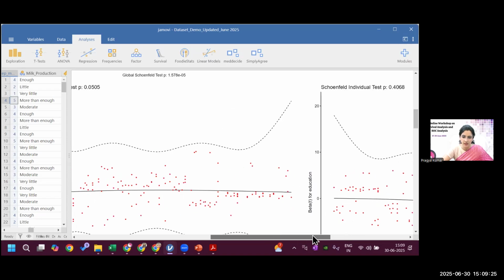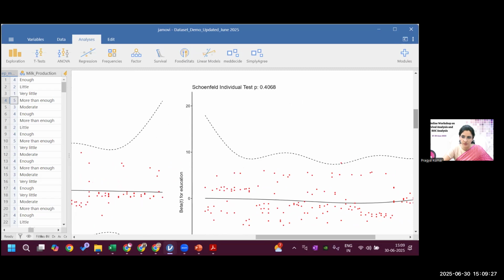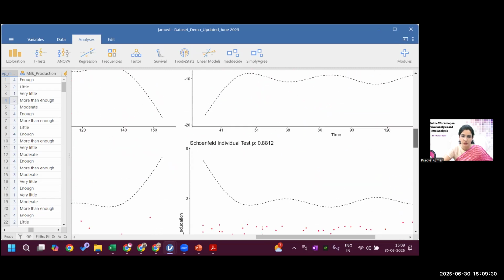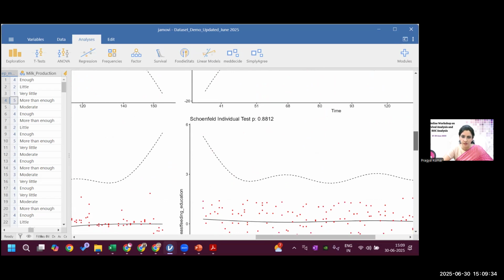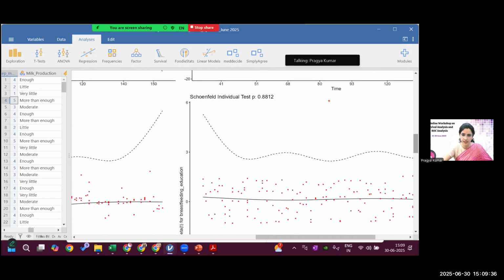Then if I start from here only, 0.8 is breastfeeding education. This one, this is 0.8. I can take that. So mother education and breastfeeding education, both have the proportional hazard assumption met.